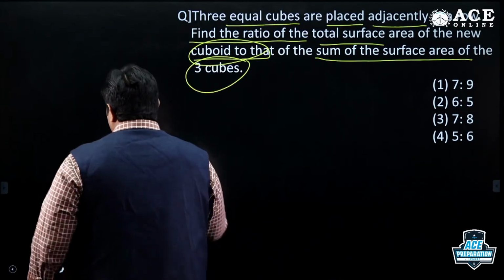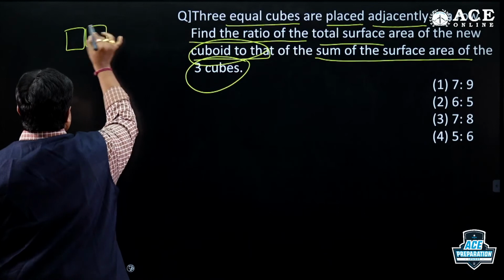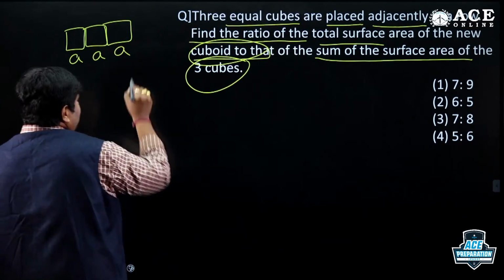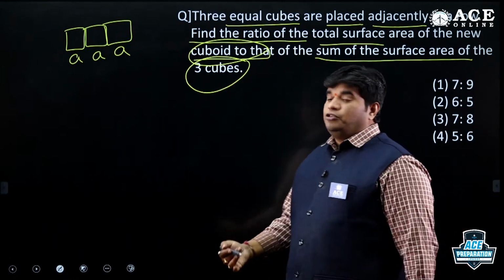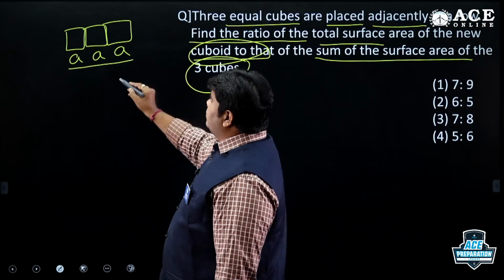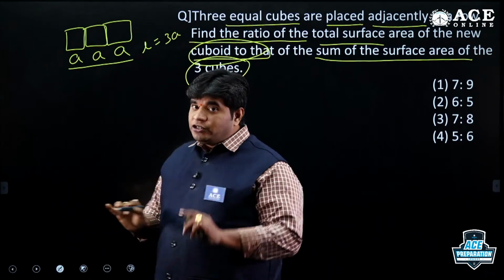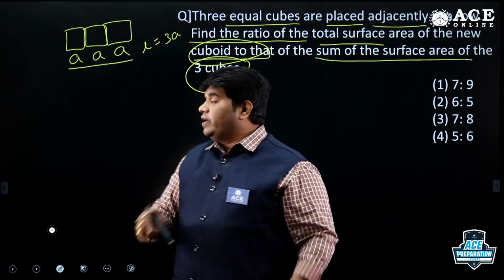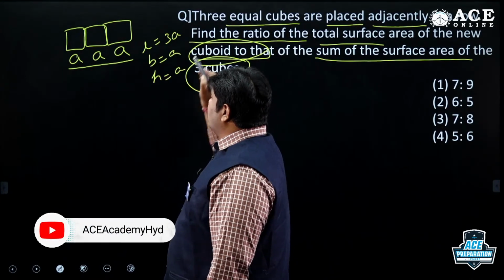So 3 same cubes, 3 cubes side by side. You can assume like this, length A. So it formed a cuboid. Then what is the new length? A plus A plus A, so 3A. But breadth and height should be the same. There is no change in the height, no change in the breadth. So breadth is equal to A, and height is equal to the same A.